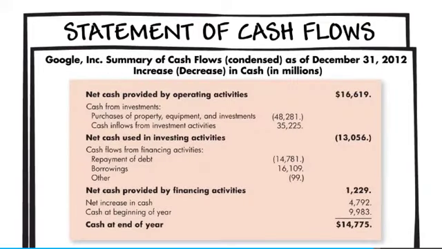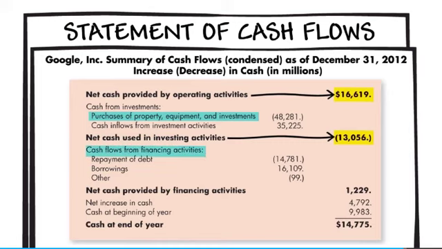If we look at Google's statement of cash flows from 2012, we see that they have a positive cash flow from operations of over $16 billion, but a decrease in cash from investing activities. This is not uncommon. The company made purchases of property and equipment necessary for a growing business. Finally, Google had a net increase in cash from financing activities such as borrowing and repayment of debt. The net increase in cash of $4,792 million is added to the cash from the beginning of the year to end up with the end-of-year cash balance of $14,775 million.